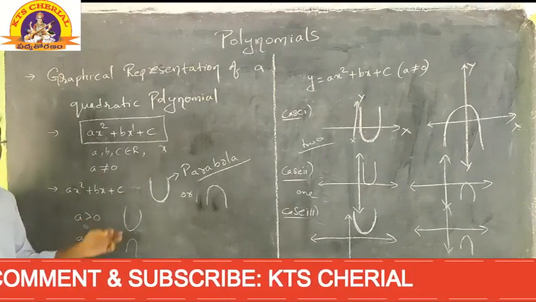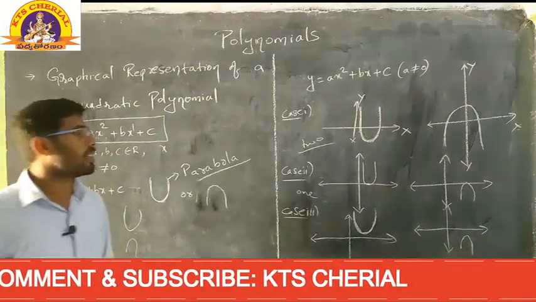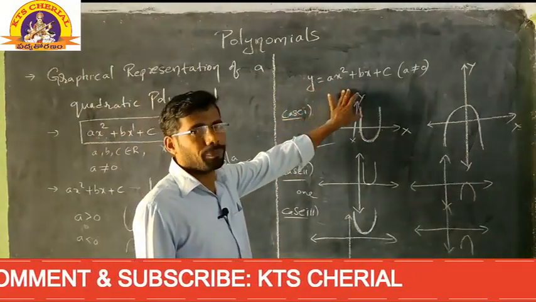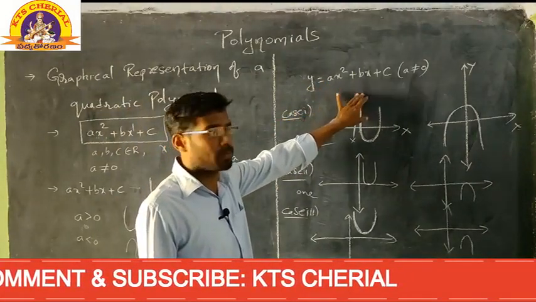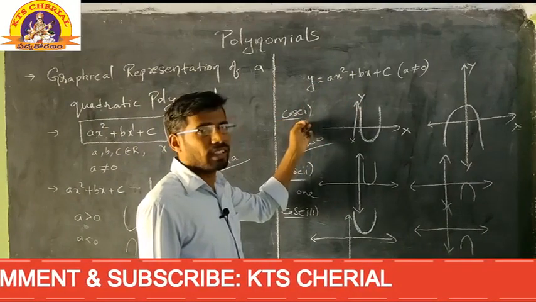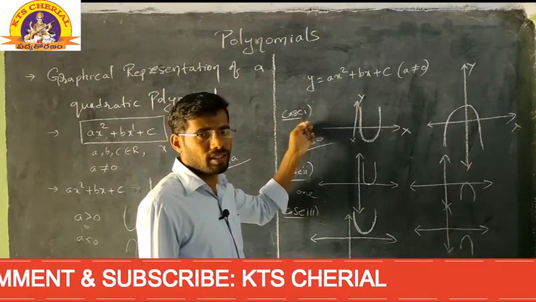If the value is less than 0, then the graph opens downwards. And if you draw the graph of x squared plus bx plus c, that is case 1. Next we are going to learn about the zeros.